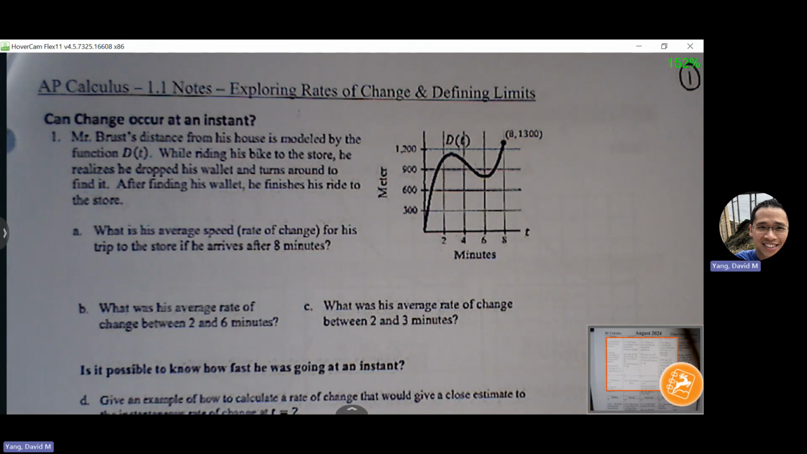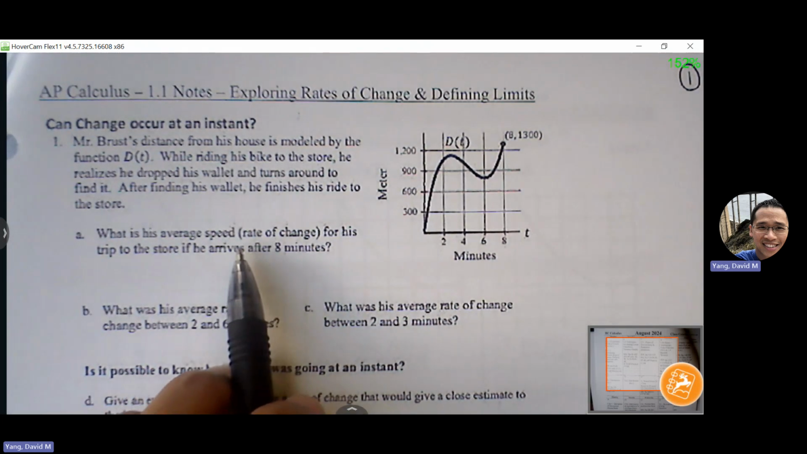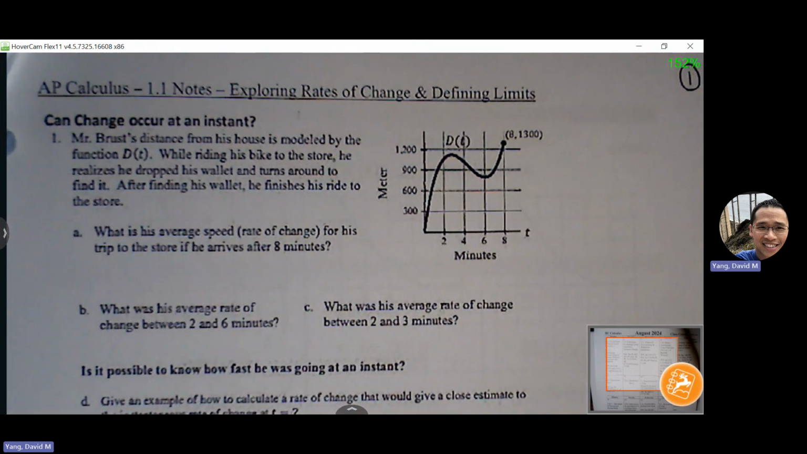meters from his house. So part A says, what is his average speed or his average rate of change for his trip to the store if he arrives after 8 minutes? So if we want to find average rate of change, we should do change in what? Yeah, so change in position over the change in time, change in meters over the change in minutes. Okay. So try that. Basically you're going to identify two ordered pairs and then do change in position over change in time, and that will give us our average speed.